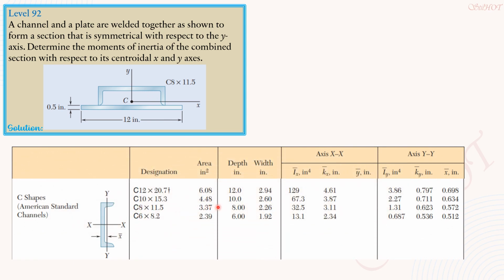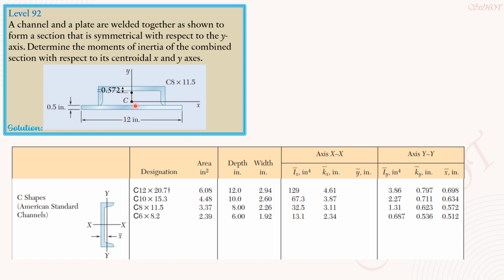So for our solution, let's have the table, and this is channel 8 by 11.5. The area is 3.35, depth, width of the flange, and so on and so forth. So the orientation is also here. For the channel section, this is the centroid. Take note the orientation: this is supposedly the y-axis in this orientation, and therefore, the y-axis for the channel is the x-axis for this orientation. And the distance of the centroid from the outer edge of the flange is bar x in this orientation, and it is 0.572 as shown.